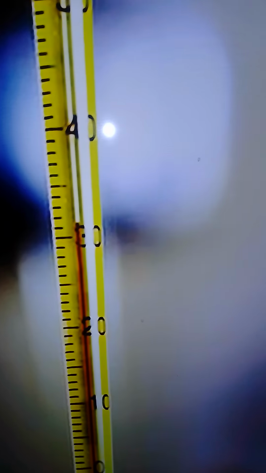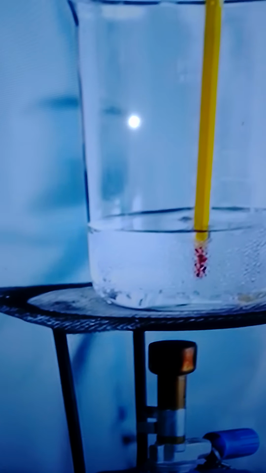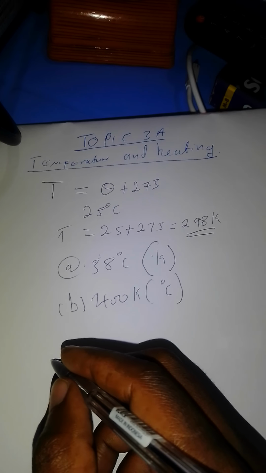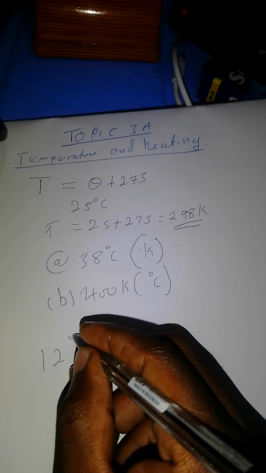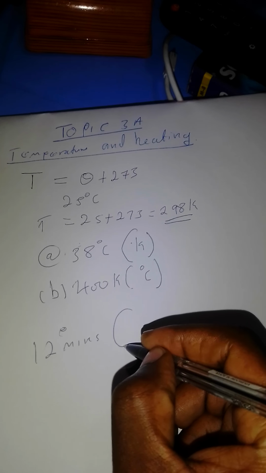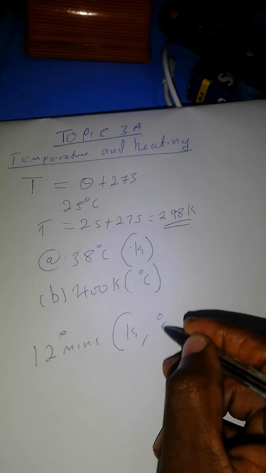This is the thermometer reading at 11 minutes. Write it down yourself. This is what the beaker looked like at 11 minutes. This is the thermometer reading at 12 minutes. Write it down yourself. As we come to the end of the lesson, what was the thermometer reading at 12 minutes? In Kelvin and in degrees Celsius.